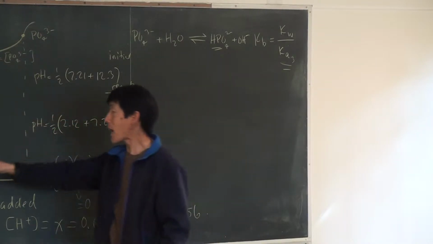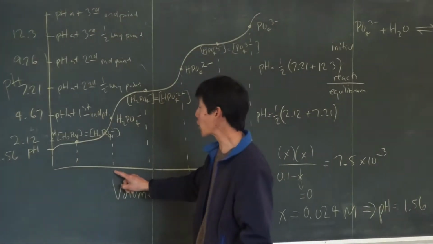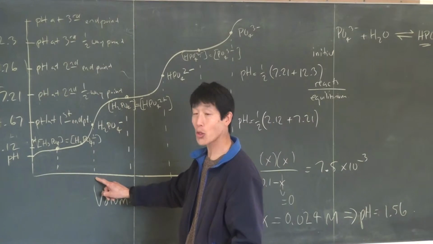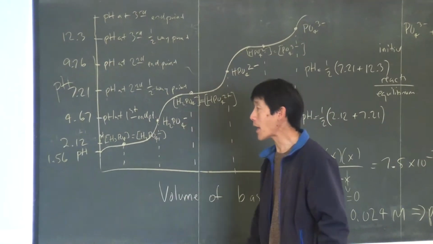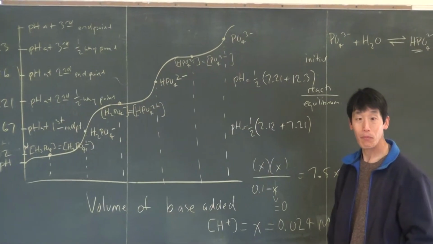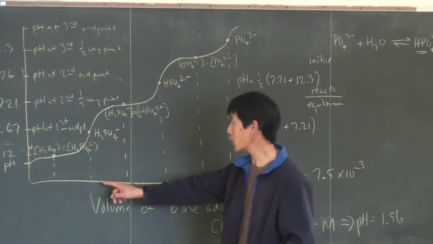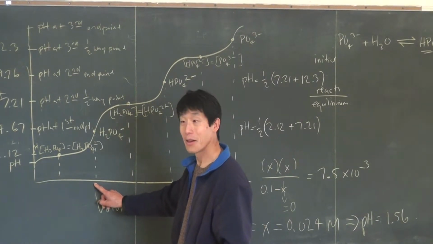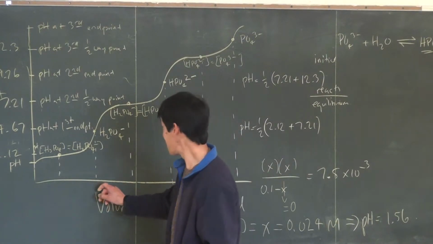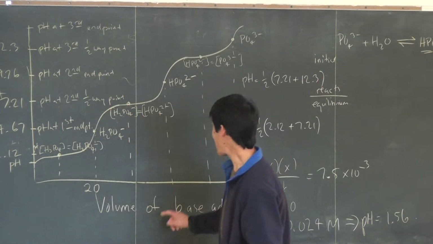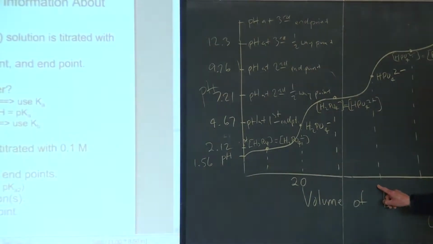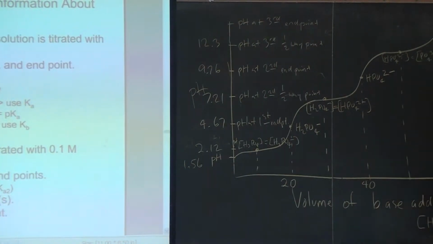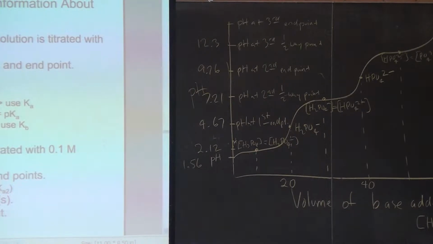Okay, now what's happening is that you're adding base in the titration. So if you start with 20 milliliters of 0.1 molar phosphoric acid, titrated with 0.1 molar sodium hydroxide, what volume of NaOH is needed to get to the first endpoint? So this volume here is going to be not 40, 20. And then at the second endpoint, this is going to take another 20. So at this point, this should be 40. Then at the third endpoint, this should be 60.